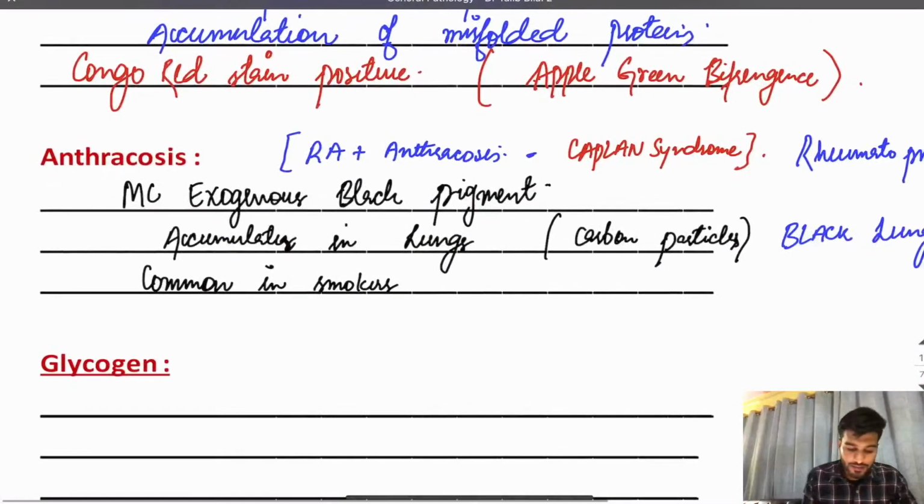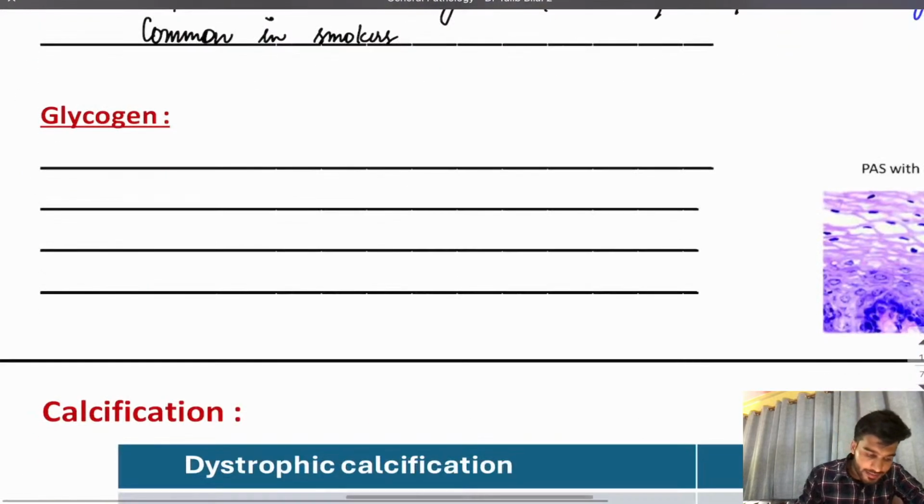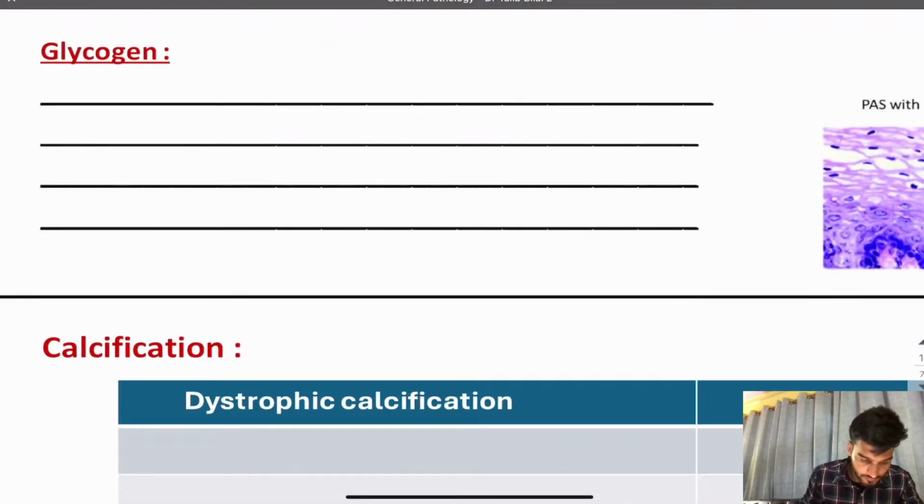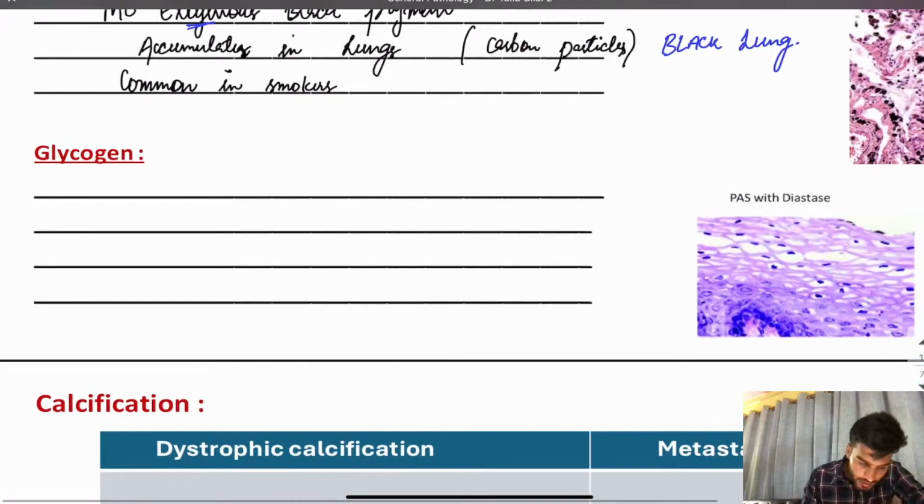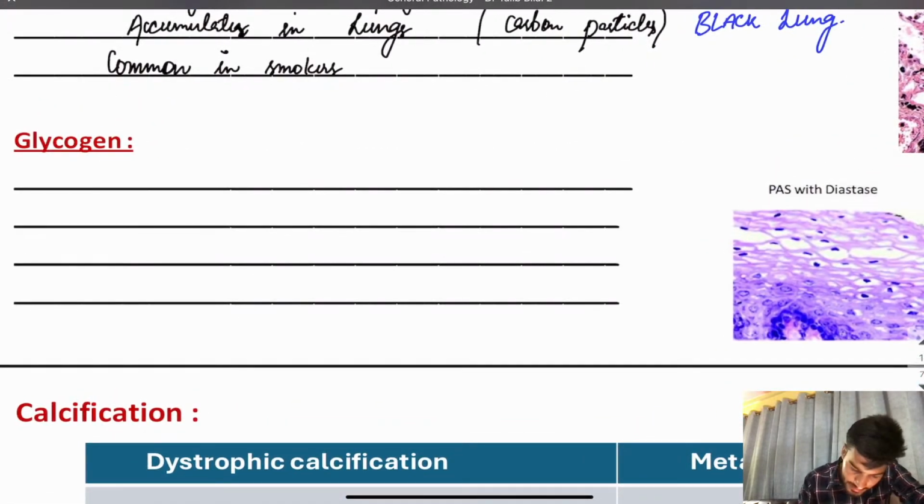So anthracosis, guys, what is the source? It's coal dust, or it's seen in smokers, and it's the most common exogenous pigment, from the outside. Then, guys, glycogen, write it down. Granular pink staining materials. First of all, this glycogen accumulates in liver and muscles.